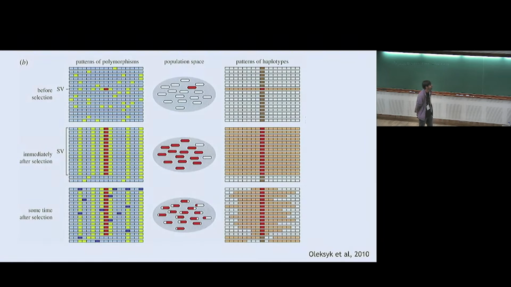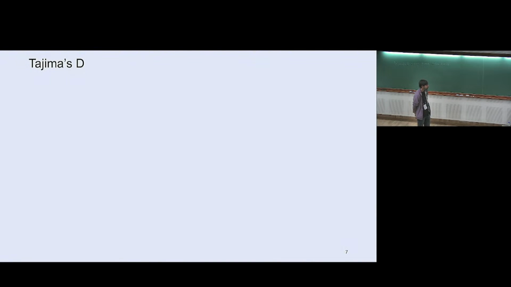Okay, so I'll now move to Tajima's D. Tajima's D is a metric which looks at genetic diversity in windows of a specific number of base pairs across the genome. So you break down your genome into smaller pieces, let's say 1 kb or 10 kb, and then you ask what is the observed genetic diversity there and what is the expected genetic diversity there.